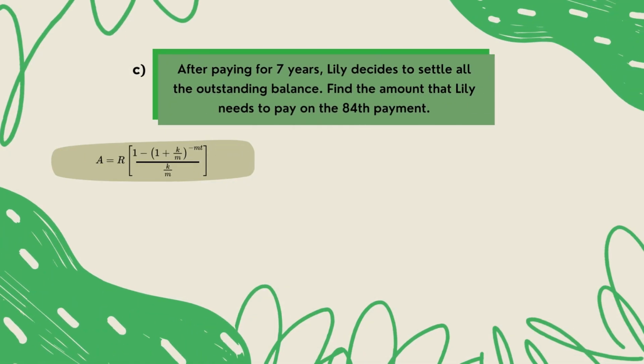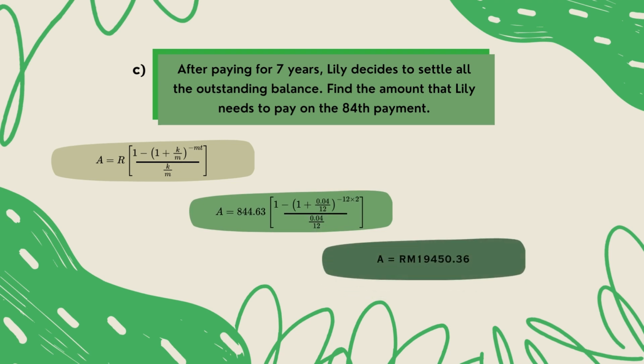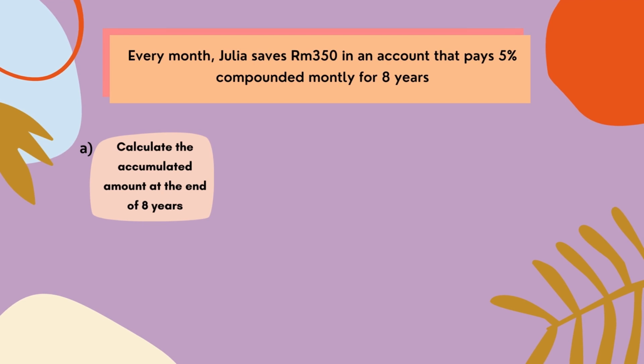Lastly, question C is, after paying for 7 years, Lily decided to settle all the outstanding balance. Find the amount that Lily needs to pay on the 84th payment. The solution is, we use the same formula as question A, that is the present value formula. Enter the values in the formula then calculate it. For an easy way, we calculate in the bracket first. So we got A equals 844.63 times 23.02825083, and the final answer is 19,450.35 ringgit.